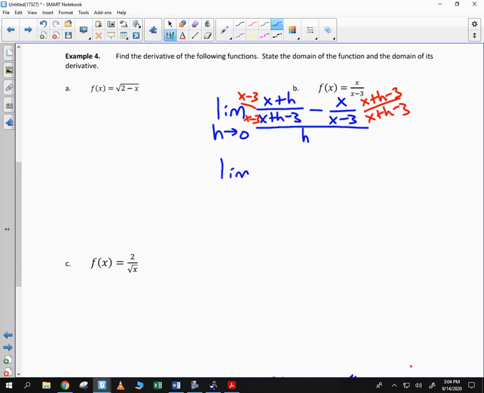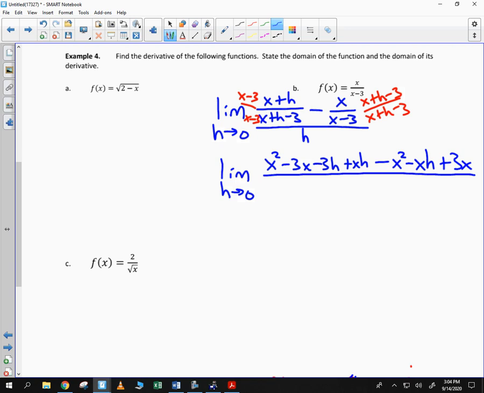I have the limit as h goes to 0 of x squared minus 3x minus 3h plus xh, then a minus x squared minus xh plus 3x, over my new denominator, which is x minus 3 times x plus h minus 3, over h over 1.